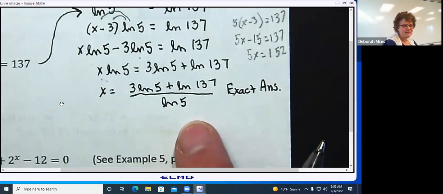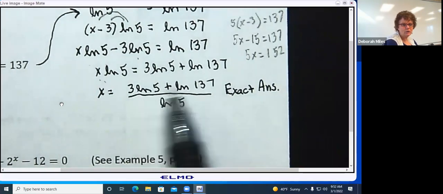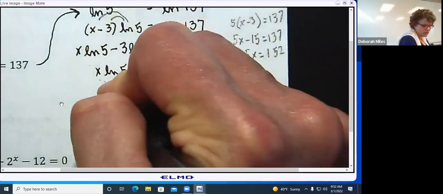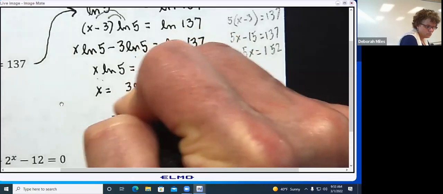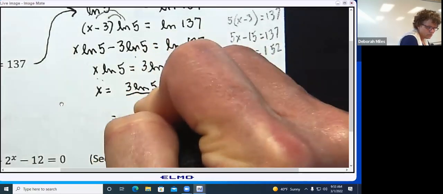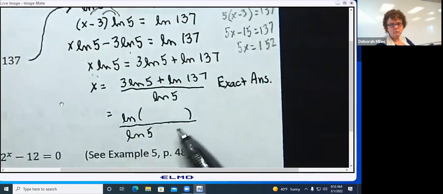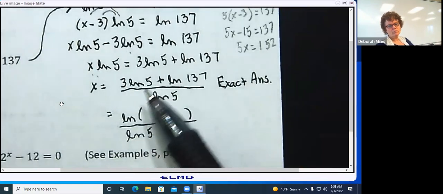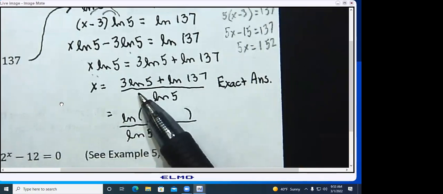What I mean by simplified version is if I could put that numerator back together as just a single logarithm, it would be much easier to punch on the calculator. How could I put that back as a single logarithm from last night's homework? It would be natural log of what? Five to the third plus 137.